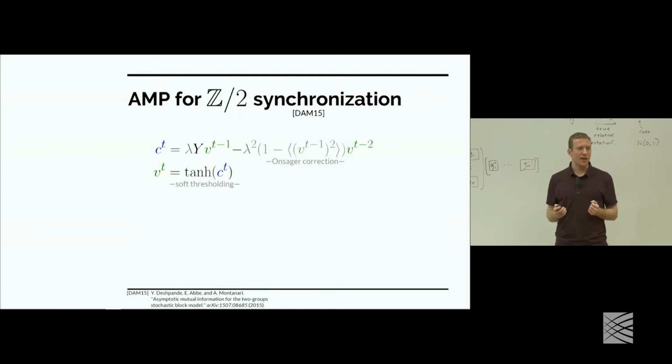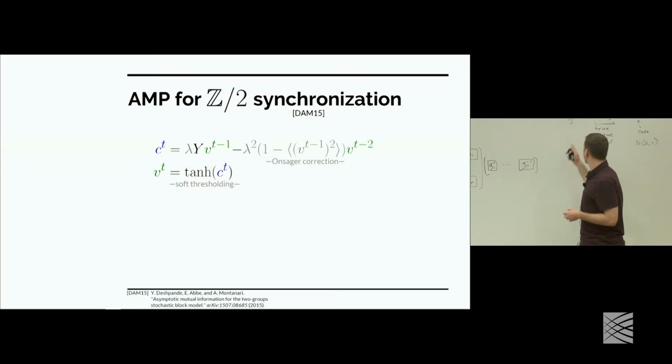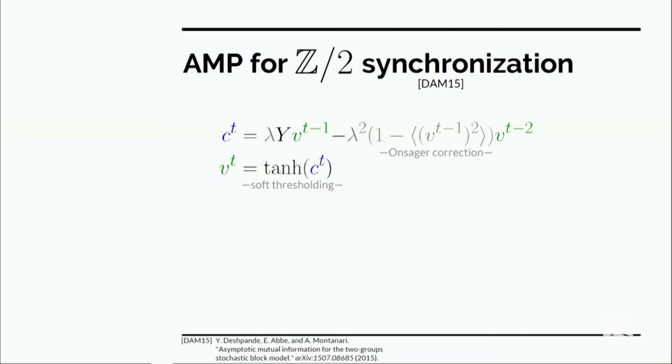Okay, so now we are at the point where I can tell you what actually is the AMP algorithm, at least for the special case of the Z2 synchronization problem, which is this problem with the plus minus 1 values. Okay, so what's going on? This looks kind of complicated. So this Onsager correction term, let's not look at that for a moment and just look at this first part. We'll see that this first part is just the same soft thresholding power method that I talked about earlier. Here's your observation matrix Y, you multiply it against your vector, and then you apply hyperbolic tangent. You apply tanh entry-wise, and you keep repeating this.